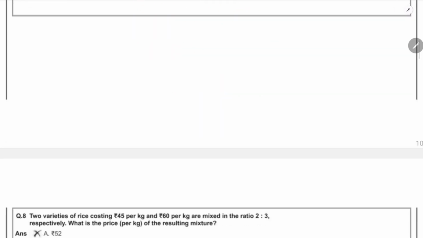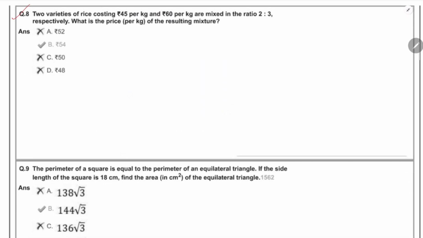Option B is correct. Question number 8: two varieties of rice costing 45 rupees per kg and 60 rupees per kg are mixed in the ratio of 2:3. What is the price per kg of the resulting mixture? For the mixture, we have to find the weighted average.